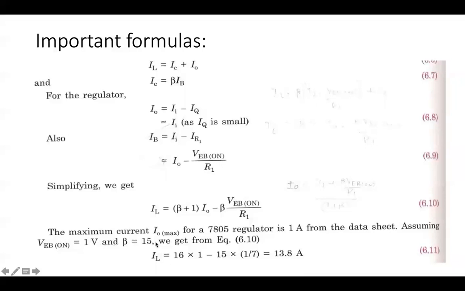with the given values, you can take this as an example even while writing the explanation for it. You can consider a few values. You can take either the same values, or probably you can take different values for beta and VEB on, and the value of resistance. So take all this, and you can just calculate, and you can say that IL is going to be this much amps.